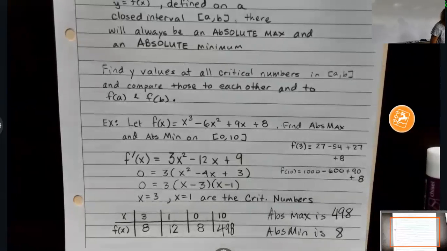And it's okay for the absolute min to occur more than once. You're going to get one of each. It's also possible that if you have something that's horizontal, your absolute max is the same as your absolute min. But we'd know that before we start the problem. Yes, sir? So endpoints are not critical. Endpoints are not called critical numbers, but they're candidates for the extreme values.